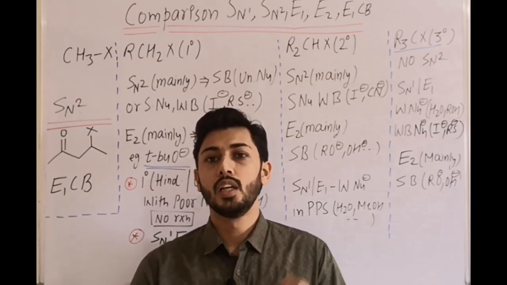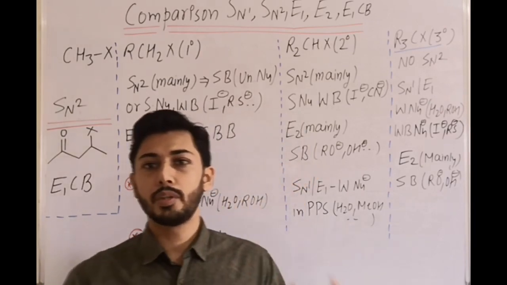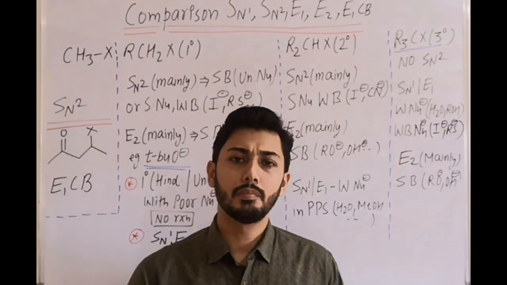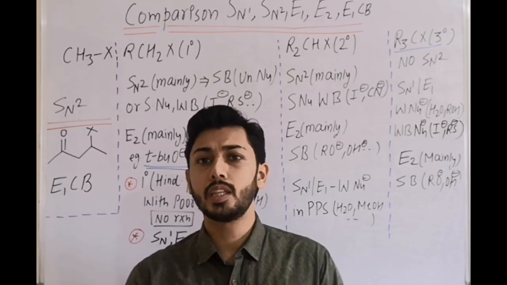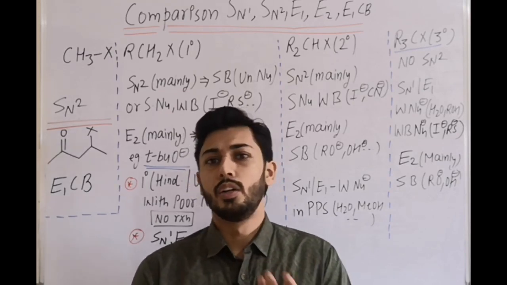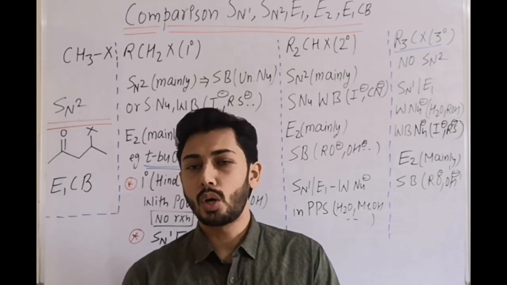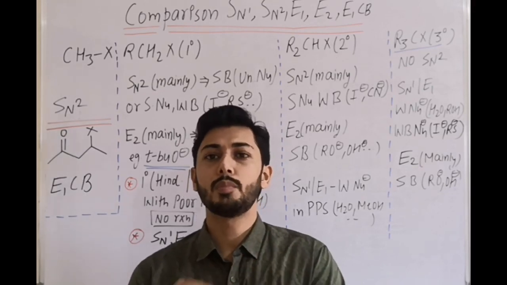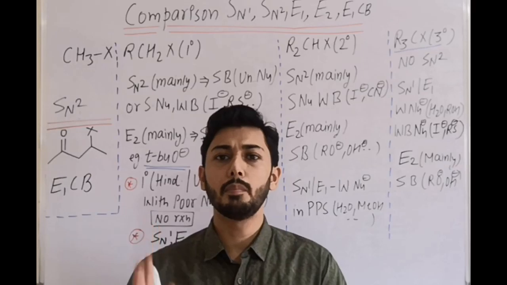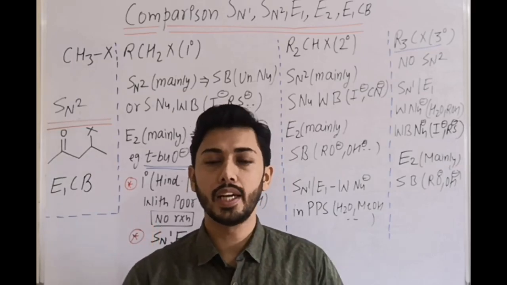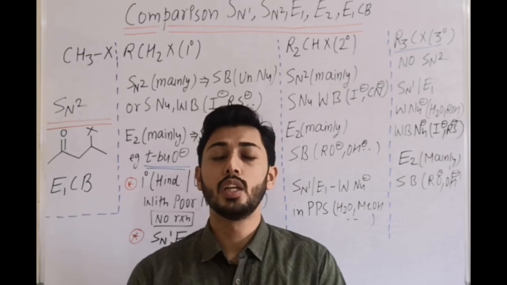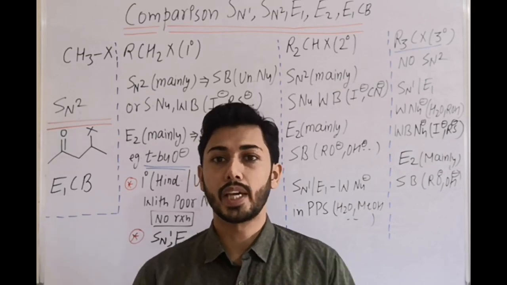So for this comparison or summary to understand in a better way, you should be comfortable with the basic part of mechanism, which is nucleophile, poor nucleophile, strong nucleophile, weak base, strong base, polar protic solvent, polar aprotic solvent. Then this comparison you will understand easily, and even when the question comes, you can easily identify which product is formed through which mechanism, right?